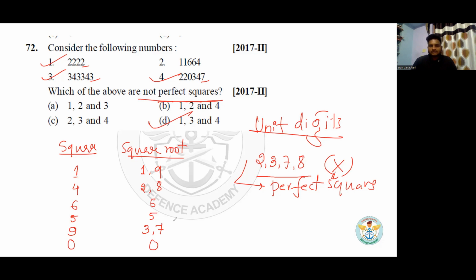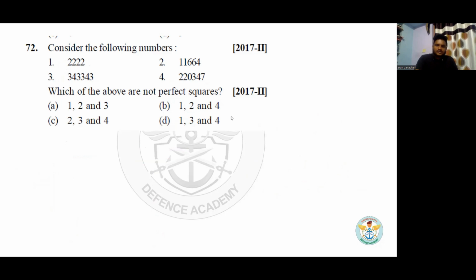Yes. So in this entire thing, the digits which are missing are 2, 3, 7, 8. If my square has these digits, the answer will never be a perfect square. Understanding this question? Okay, let's move on to a little bit easier one than this.